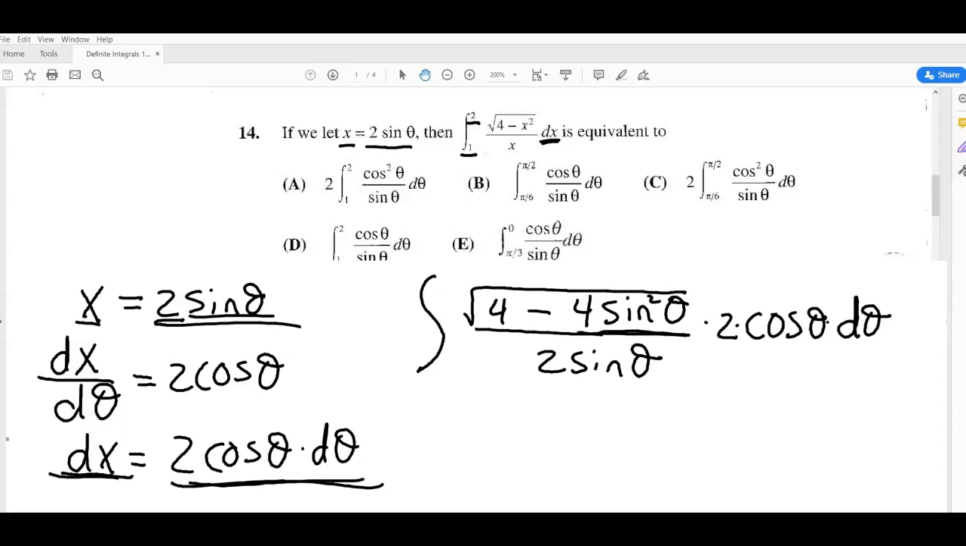Another thing that we're going to have to do is change the limits of integration. These are x values, but we want theta values. So once again, we're going to plug those numbers in for the x so we can solve for theta. Let's start with the 1 actually. If I plug 1 in for x, divide both sides by 2. So when does sine of theta equal a half? In other words, when is the y value on the unit circle a half?